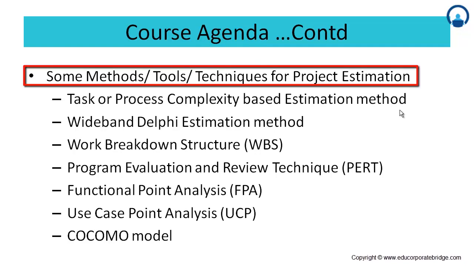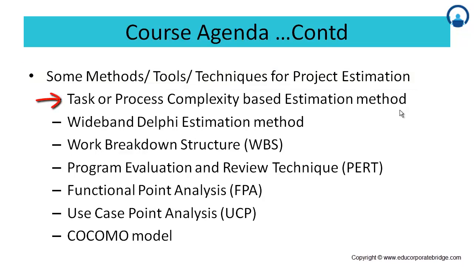Some of the commonly used methods, tools or techniques for software estimation are listed. The first is a task or process complexity based estimation method, wherein we estimate based on the tasks involved for the functionality. Then we have the wideband Delphi estimation method, wherein we do a brainstorming of the various experts involved to arrive at an estimation. Then you have a work breakdown structure, which is commonly used in conjunction with Microsoft Project.